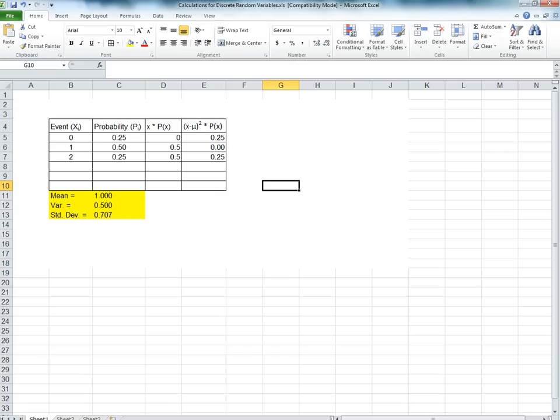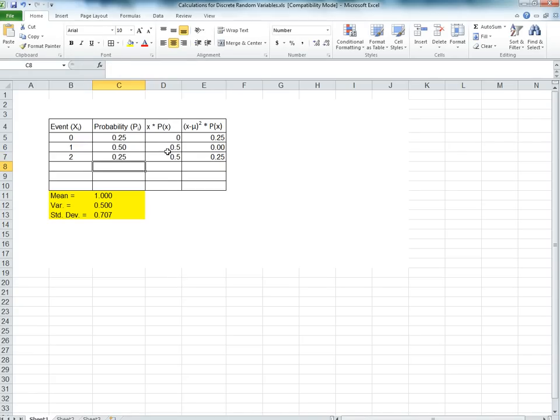It's really pretty nice. Okay. Say, for instance, the events where we have 0 heads, 1 head, and 2 heads, and the probabilities of each are 0.25, 0.5, and 0.25.